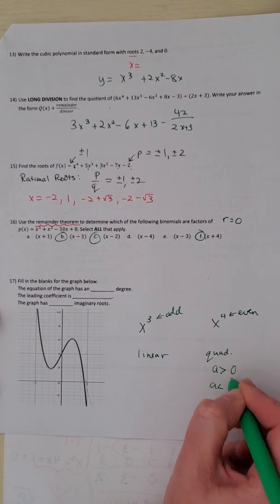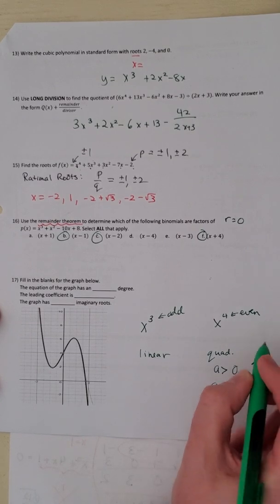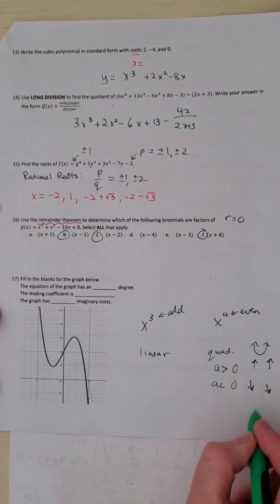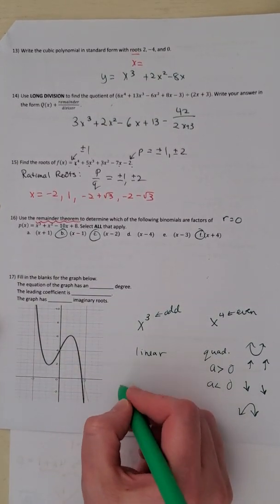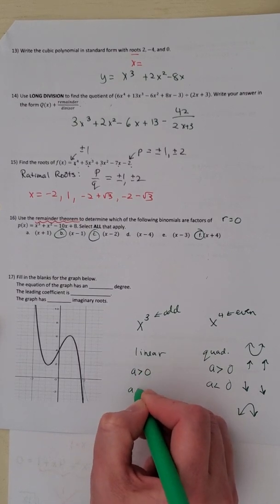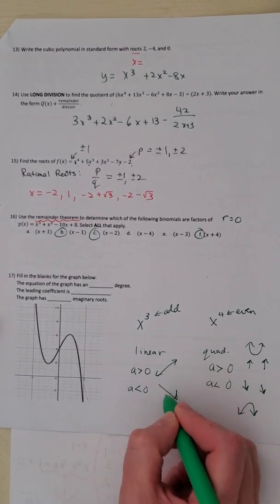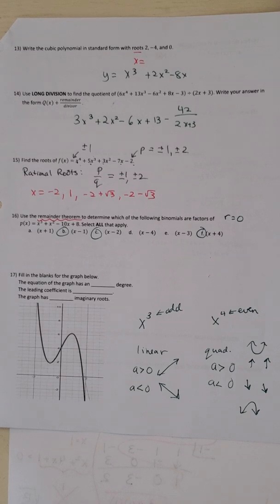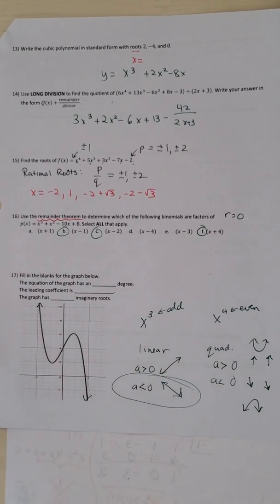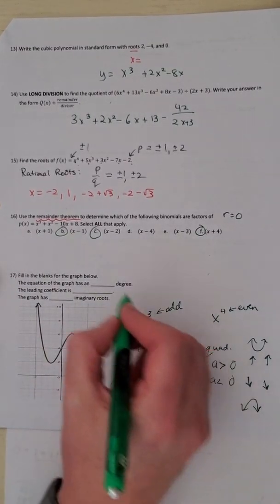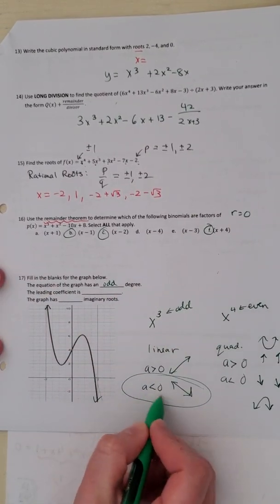If a is greater than 0, it would be going up, up. If a were less than 0, it would be going down, down, like a quadratic. If a is positive, it's facing upward. If a is negative, it's facing downward. But this is odd, and so it behaves like a line. A is like your slope. If a is positive, it's going upward. If a is negative, the line is going downward. And so our end behavior is it's increasing to the left and decreasing to the right. So this is definitely an odd degree, not an odd function, that's different. The leading coefficient is negative.